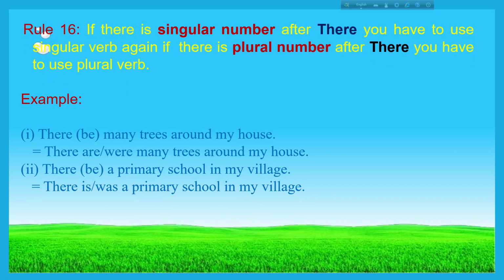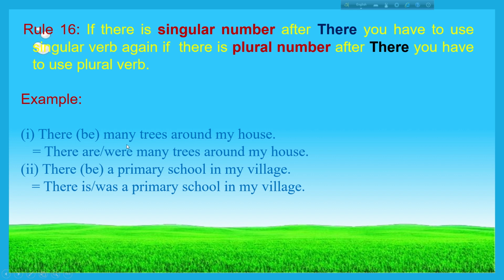If there is a singular noun after there, you have to use a singular verb. Again, if you find a plural noun after there, you have to use a plural verb. That means if you find in a sentence after the subject there, the noun is singular, you have to use a singular form of verb. And if the noun is in plural form, you have to use a plural form of verb. Let's see the example, then you will be clear.